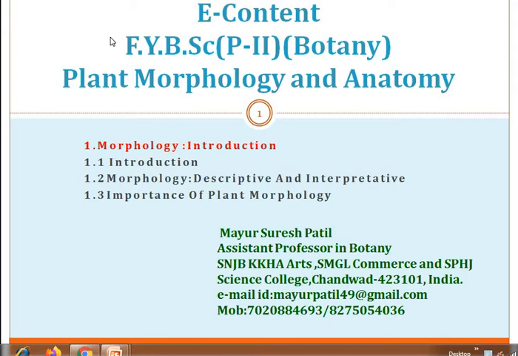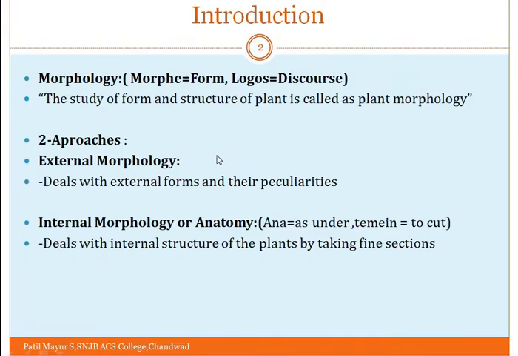In today's lecture we will discuss the remaining part of our chapter number one, that is morphology and its introduction, or you can say introduction to morphology. In the previous lecture, the first lecture, we discussed what morphology is. Simply it means the study of form and structure of the plant.